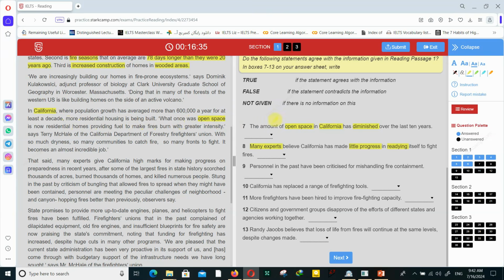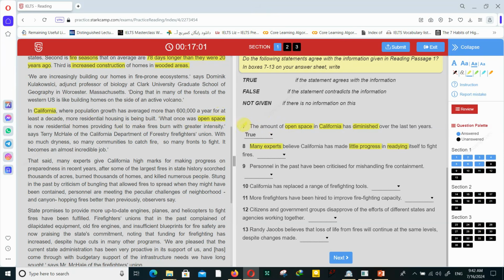So the amount of open space has diminished over the last 10 years. Because here it says what once was open space. It means that now there is no open space. So it's now residential homes providing fuel to make fires burn with greater intensity. So this is actually a true statement.